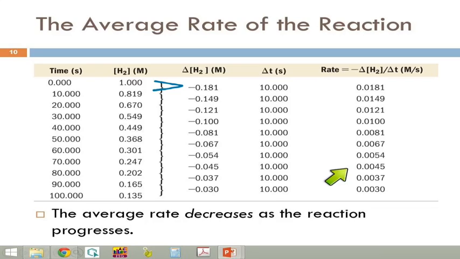The rate is not staying the same, is it? No. It's decreasing. This is the average rate during this time period of 0 to 10 seconds. The average rate is this. From 70 to 80 seconds, the average rate is 0.0045 moles per liter second. So the rate is decreasing as the reaction progresses. Why do you think that might be?